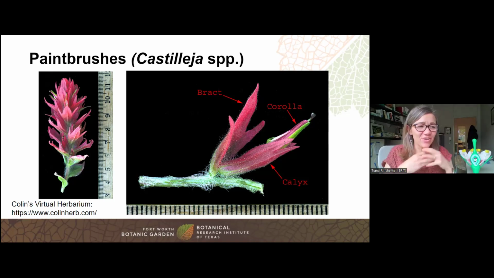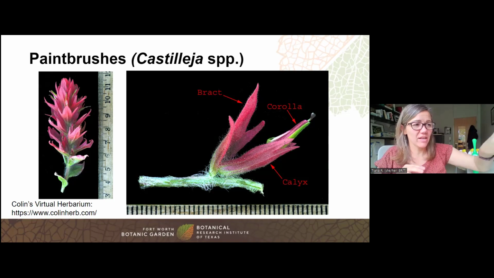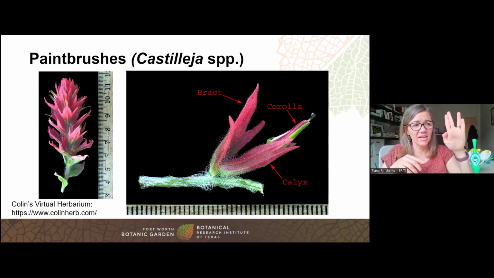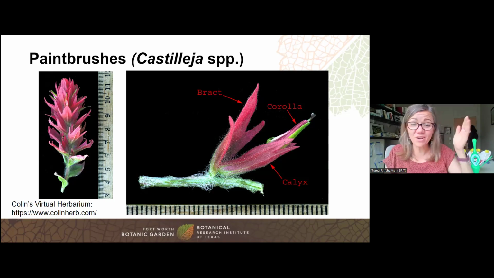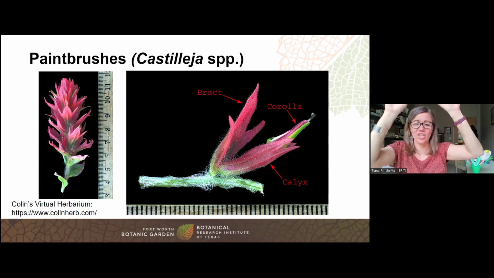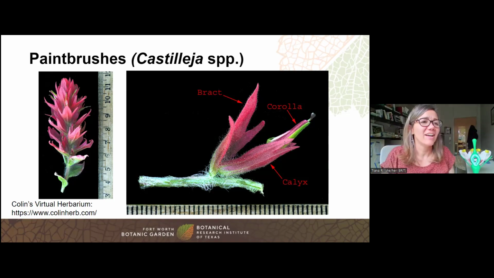So here, the new part to be introduced is the bract, which I just talked about. In the red text on the right image, it says bract. And you can see that the bract is kind of dissected, like a finger, like a mitten. That bract character is one of the characters used to differentiate some of our own native species. So that matters. The bract is important. But you see it's also colored, so it increases the showiness of this flower.